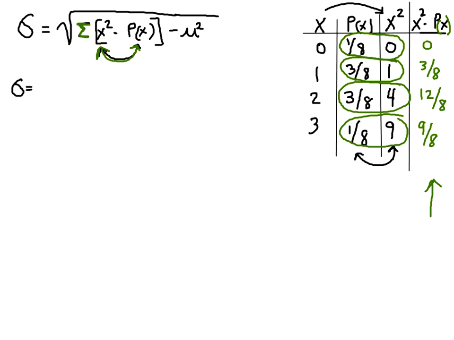Okay, so here I go. Standard deviation is equal to the square root. So if I add all that up, what do I get? So let's add that up. So I have 0 plus 3 plus 12 plus 9. So type out what that is. I just want to make sure you're following along. So if I add up that column, what do you get?